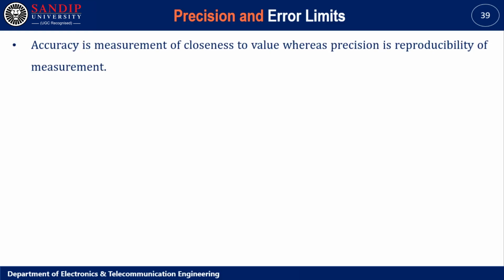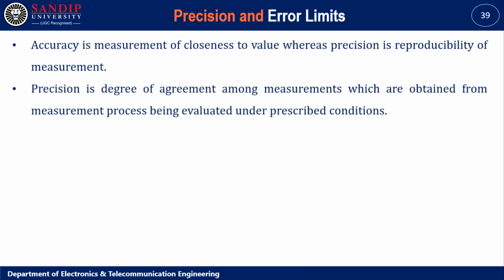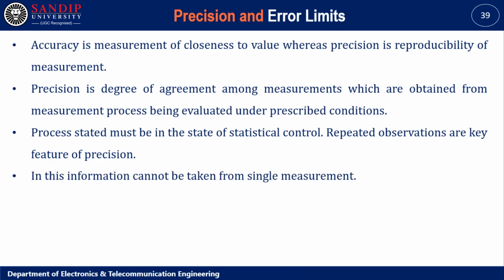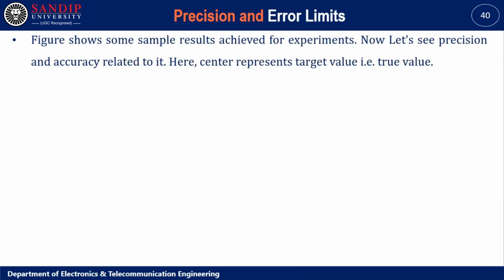Precision and error limits. Accuracy is the closeness of a measurement to the true value, whereas precision is the reproducibility of measurement. Precision is the degree of agreement among measurements obtained from a measurement process evaluated under prescribed conditions. The process stated must be in a state of statistical control. Repeated observations are key features of precision. Information cannot be taken from a single measurement. The figure shows some sample results achieved for an experiment.